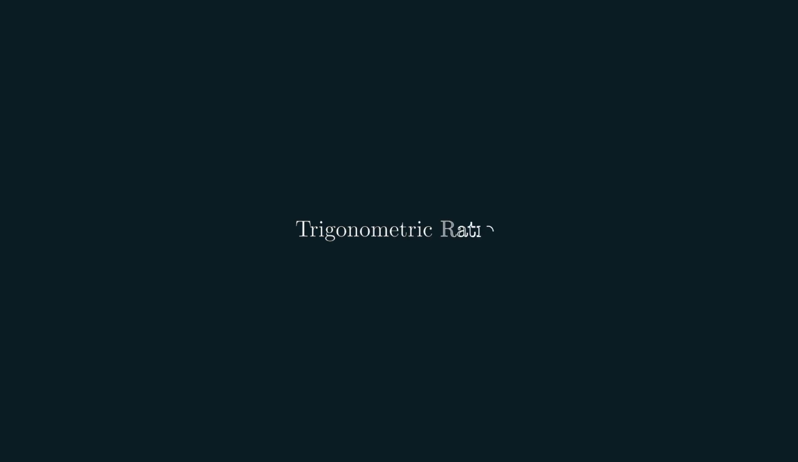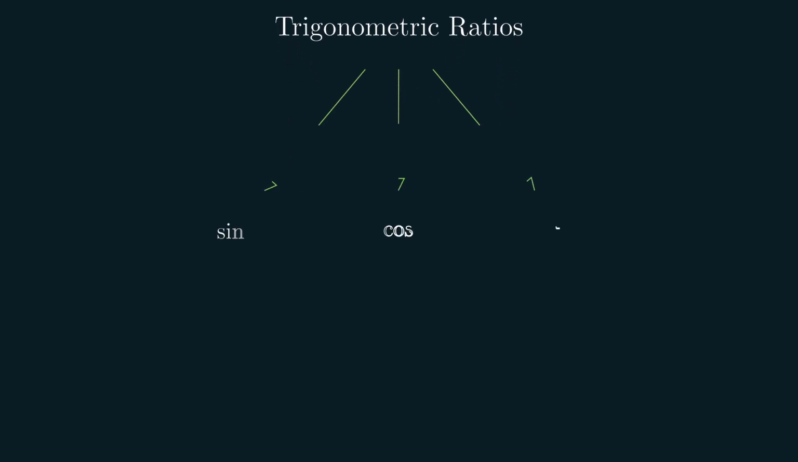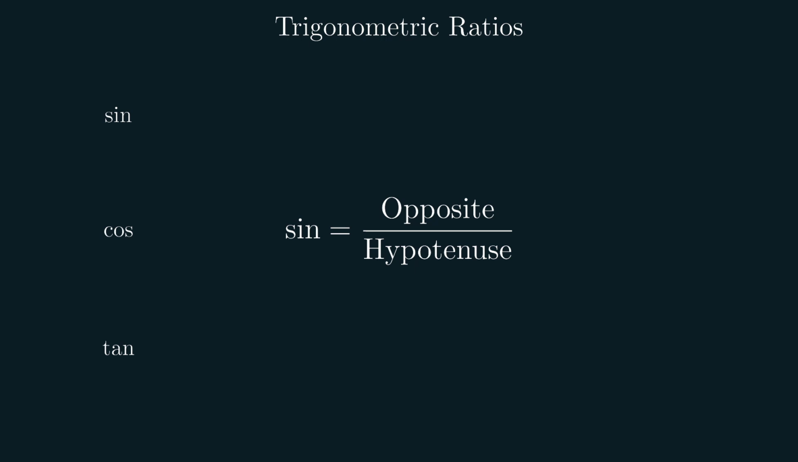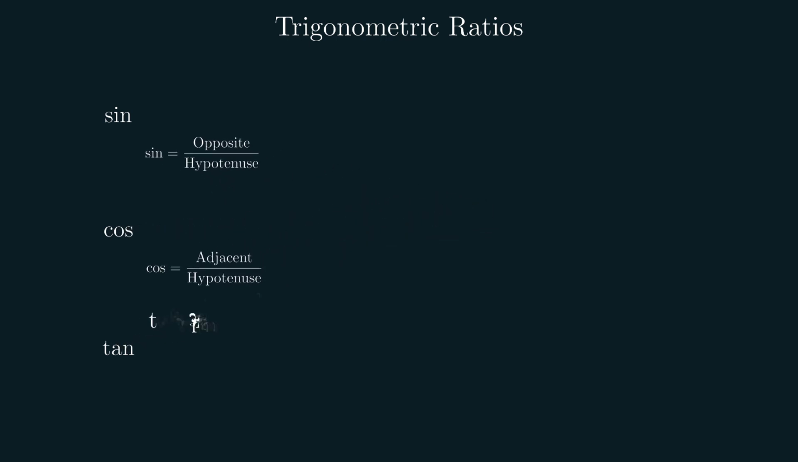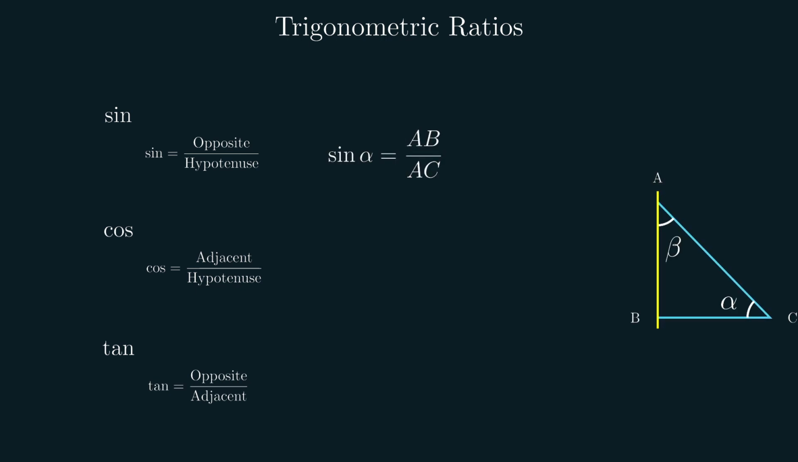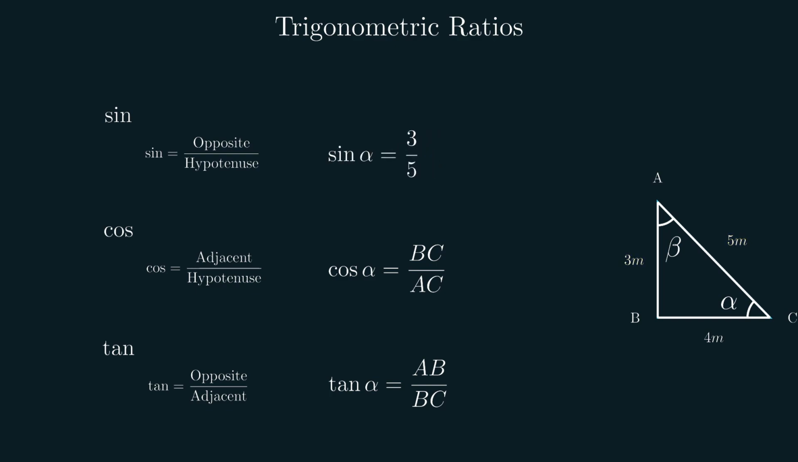Let's understand trigonometric ratios. There are three trigonometric ratios: sine, cos and tan. These are the ratios of opposite, adjacent and hypotenuse. Now, sine is opposite by hypotenuse, cos is adjacent by hypotenuse and tan is opposite by adjacent. In our triangle, sine alpha will be AB by AC, cos alpha will be BC by AC, tan alpha will be AB by BC. If we consider the length of these sides, for instance, AB will be 3 meters, BC will be 4 meters and AC will be 5 meters. Here, sin alpha will be 3 by 5, cos alpha will be 4 by 5, tan alpha will be 3 by 4.